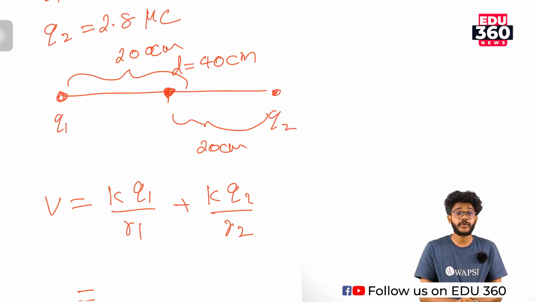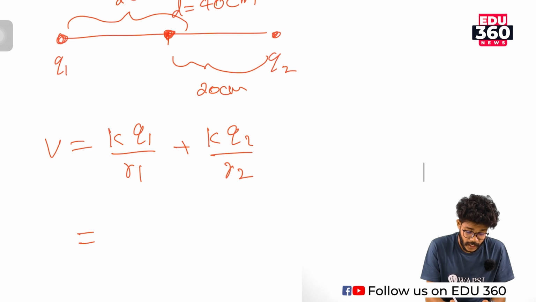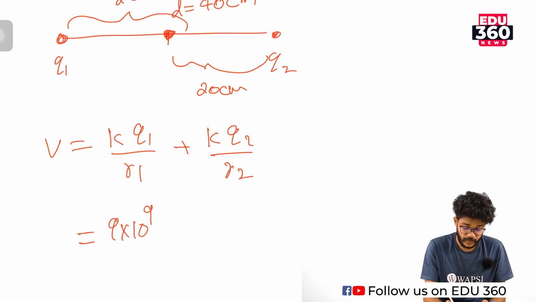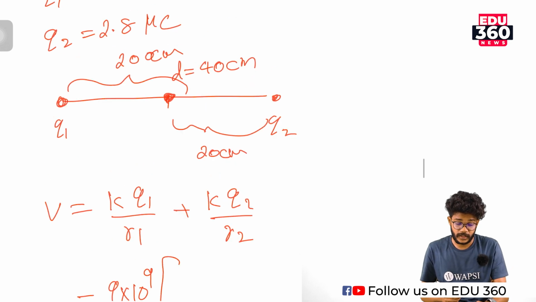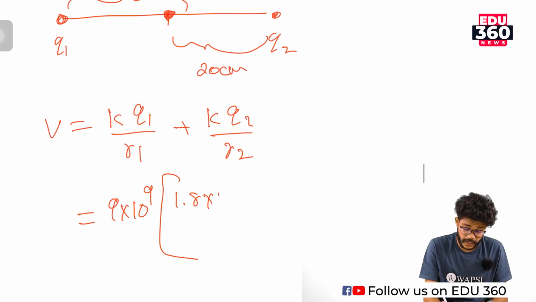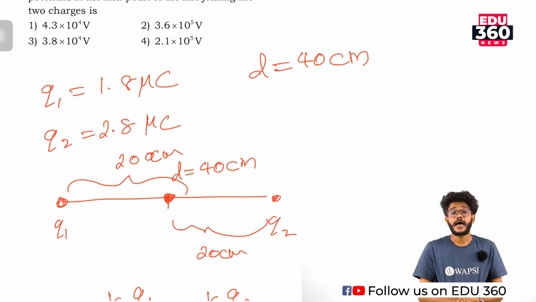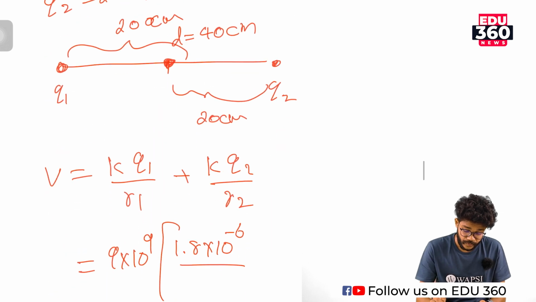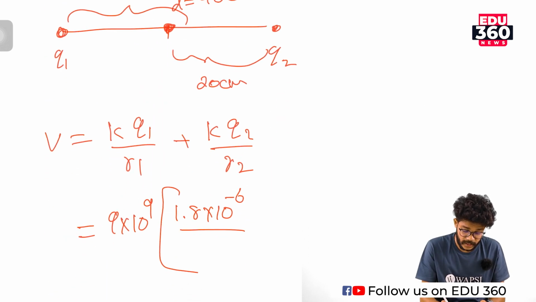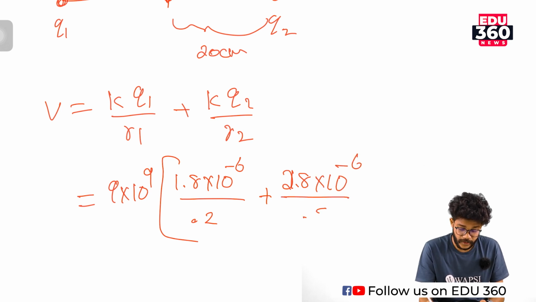Okay, and what is k? k is 1 by 4 pi epsilon 0. What's the value of 1 by 4 pi epsilon 0? That is nothing but 9 into 10 raised to 9, multiplied by q1 by r1. What is q1? 1.8 microcoulomb. That means 1.8 into 10 raised to minus 6 divided by r1. What is r1? 20 centimeter, that is 0.2 meter. So 1.8 into 10 raised to minus 6 divided by 0.2, plus the second charge, 2.8 into 10 raised to minus 6, divided by 0.2.